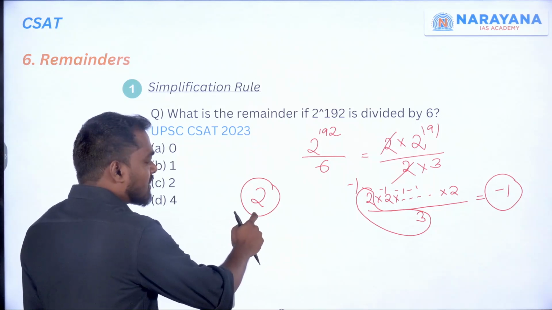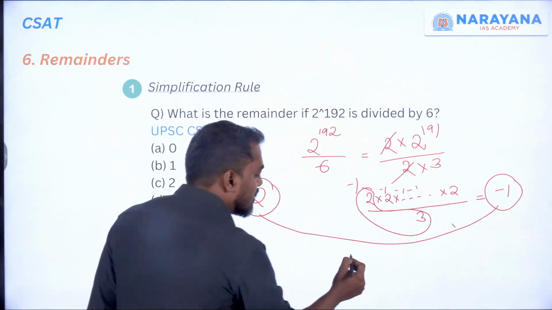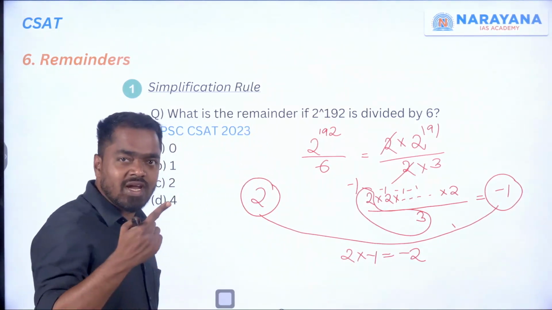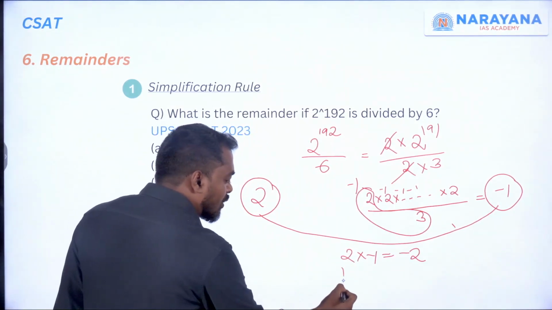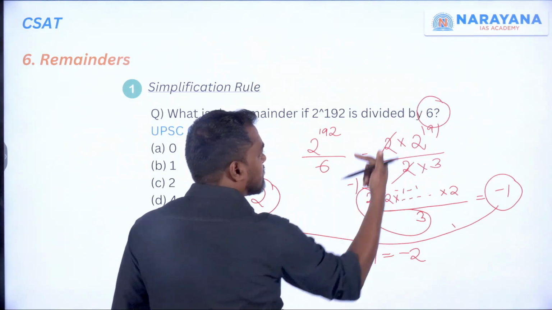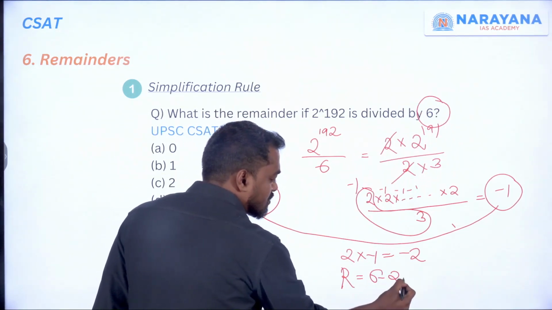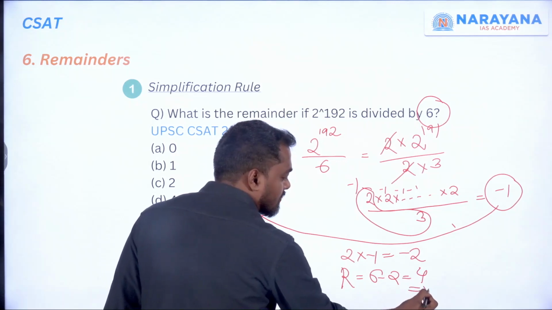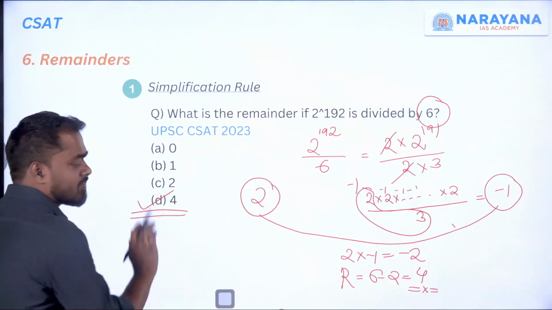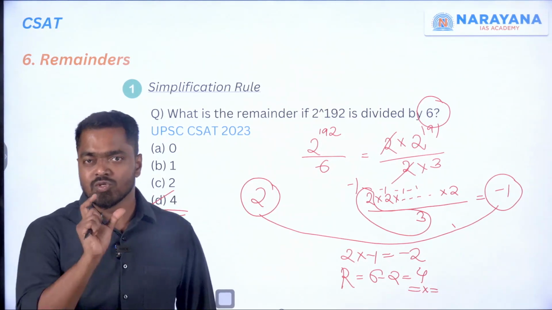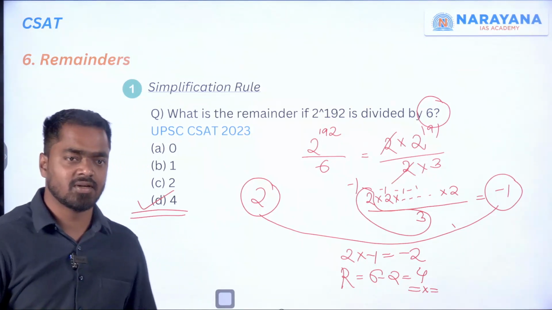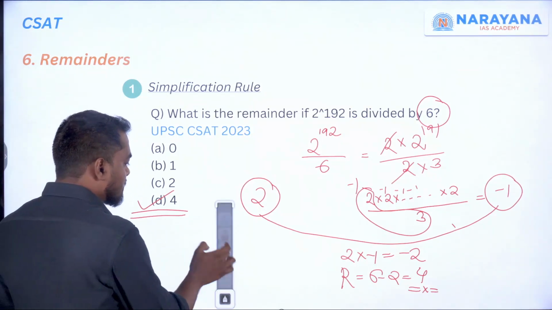You have already separated 2, so multiply these two. 2 into minus 1 is minus 2. If you are getting a negative remainder, to get the original remainder, take it from the original divisor. What is the divisor? 6 minus 2 is 4. That is your answer. Option D. So using the simplification rules, many questions can be solved from the remainder concept. So this is the simplification rule.